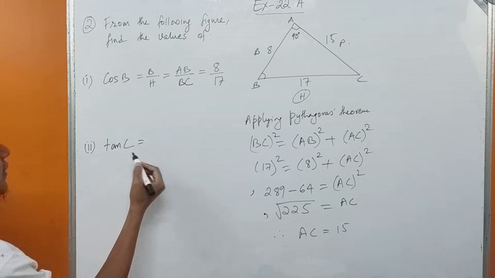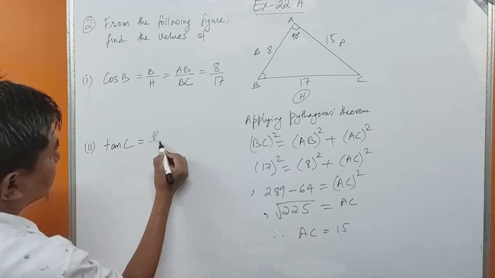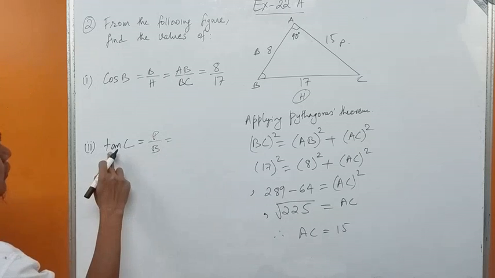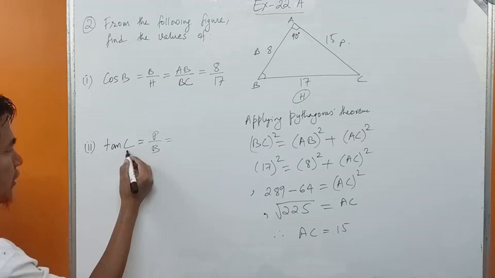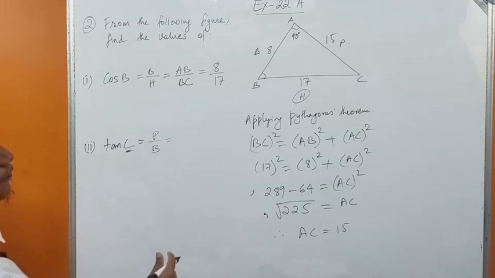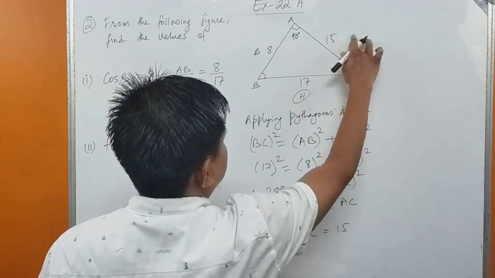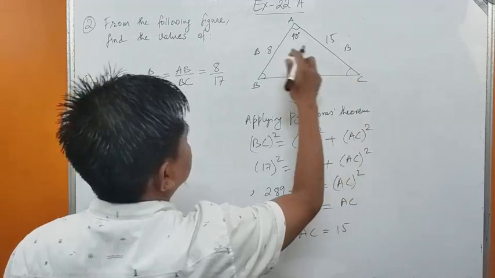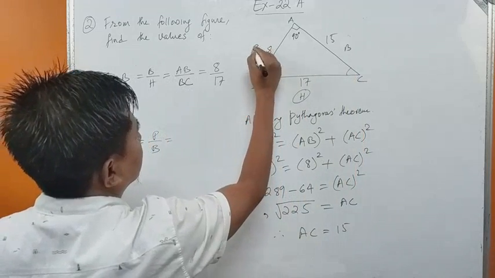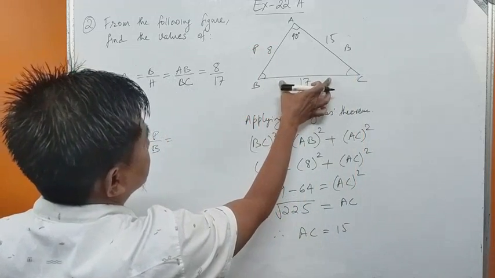Now let us find tan C. Tan C means perpendicular upon base. Tan theta equals perpendicular upon base. So we are talking about angle C now. This angle, isn't it? Now this becomes base, this becomes perpendicular. BC is always the hypotenuse.